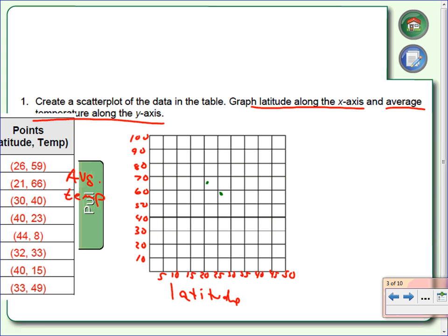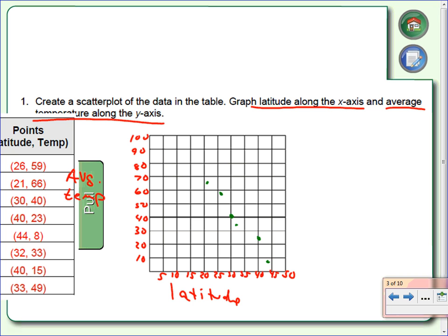30, 40 is the next one I'm looking for. Here's my 30. Here's my 40. 30, 40. Now I'm looking for 40, 23. Here's my 40, 23, just slightly above 20. 44, 8. So let's see here, 44 and 8, right down here. 32, 33, about here.